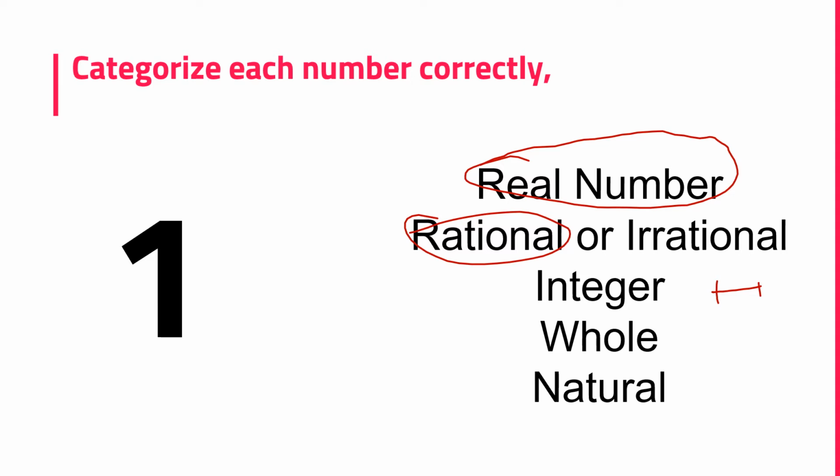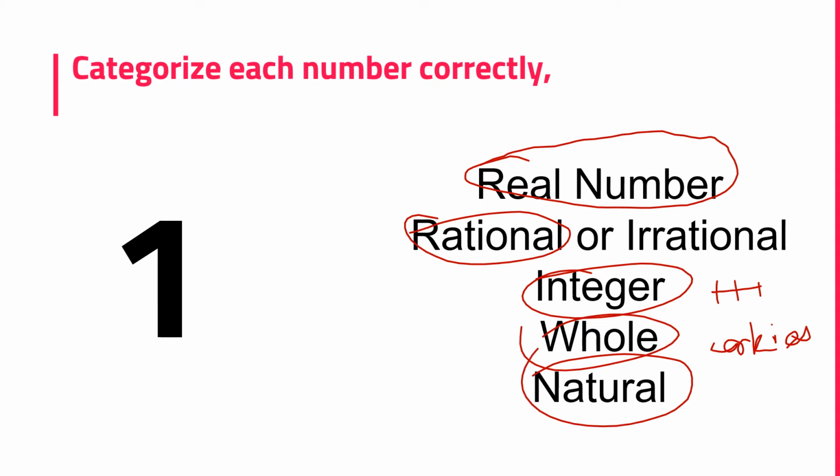Next, integer. Remember my hint or my clue is an I sideways is a number line. Is 1 on a number line? Yep. Whole. I like to say cookies or cars, right? Can I have 1 cookie? Yep. And is it natural for little kids to know 1? Yeah, that's the first number they learn.